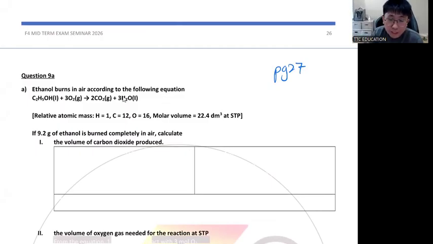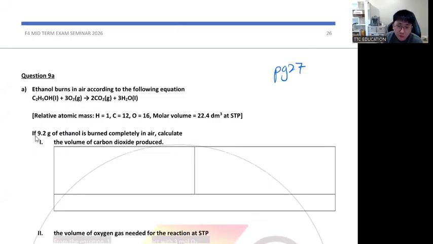Okay, so now we have ethanol burns in air according to the following equation. So this one is given. Guys, if the exam never gives you an equation, most likely you have to write your own equation. Remember, for your equation, you have to write your own. If not, then sometimes it's provided.